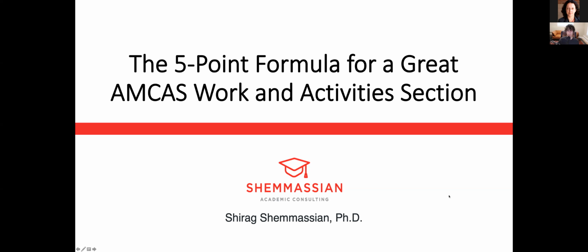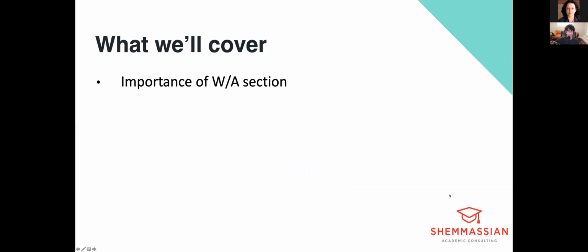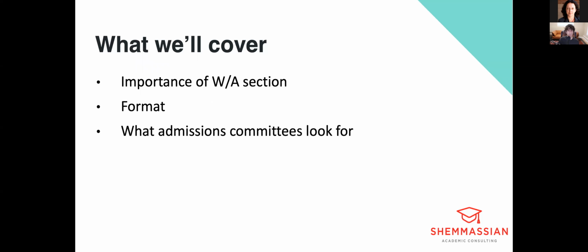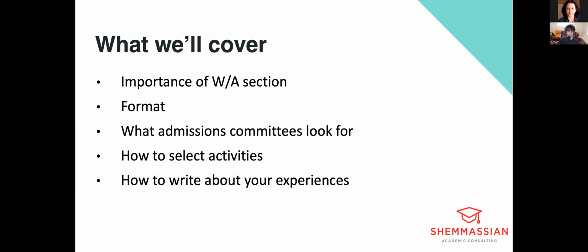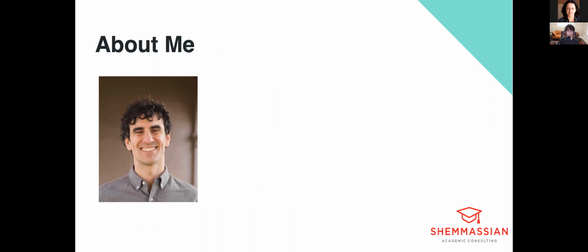So what we're going to cover today, number one, we're going to cover the importance of the work and activity section, why it's actually really critical to your application, the format, what does it look like, what all is covered in there, common questions that might come up, and then what admissions committees are looking for. Those are probably the most important piece of it, right? Like how do you actually write about the work and activity section in a way that's compelling? How do you select what activities to write about? Especially what's considered a most meaningful experience, which we'll get into later, and then common mistakes people come across and additional tips to be successful.